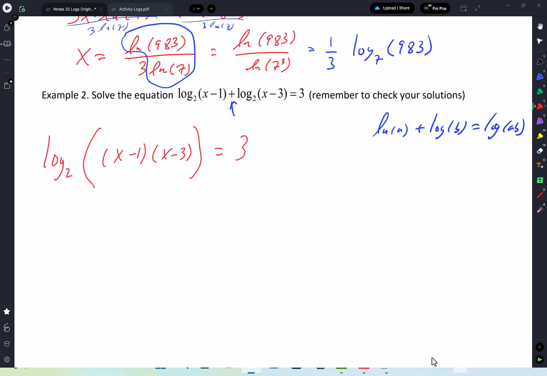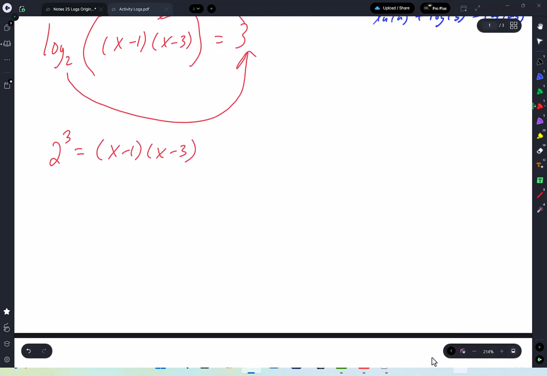I'm going to go ahead and turn this into an exponential, guys. So you're going to go 2 to the power of 3 equals that expression. That's just how to turn it into exponential. So 2 to the power of 3 equals (x minus 1)(x minus 3). I hope that we can go fast enough, that on the right-hand side, you can just go, oh, yeah, that's just x squared minus 4x plus 3. I hope we can do that just by looking at it.